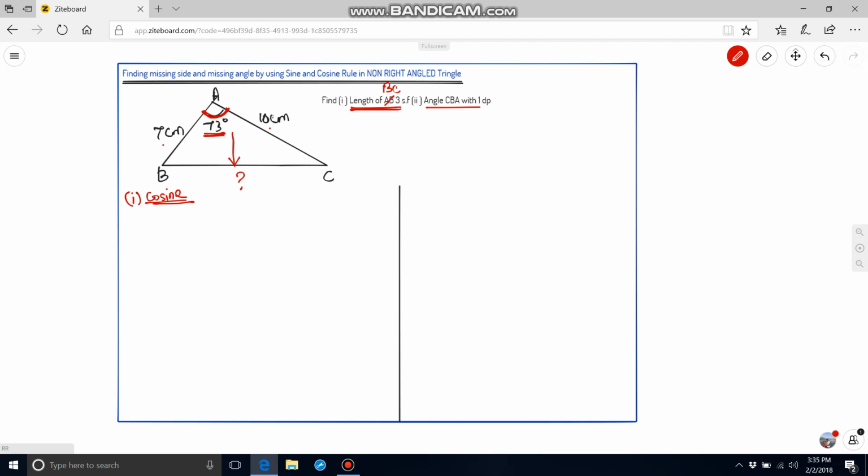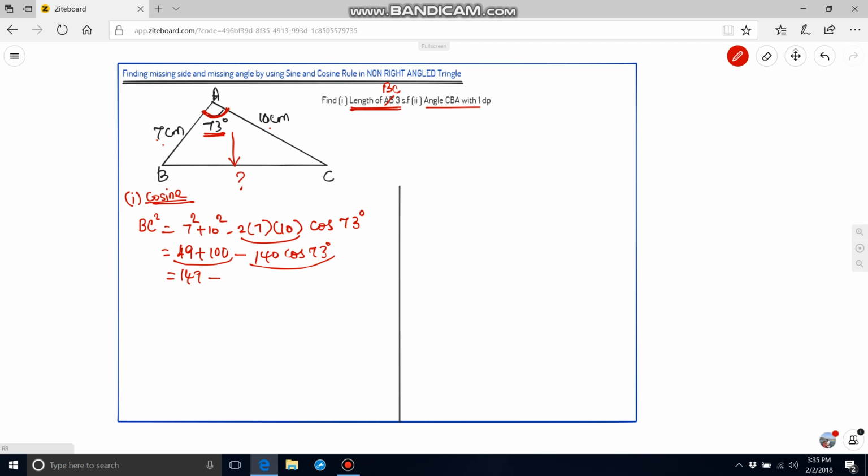Opposite side is BC. So start the formula as BC square. The other two sides are 7 and 10. So we can write 7 square plus 10 square minus 2 times 7 times 10 times cos of the angle 73 degrees. Here 7 square is 49, 10 square is 100, minus 2 times 7 times 10 makes 140 times cos 73 degrees.